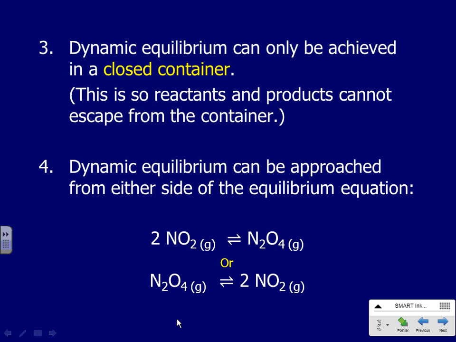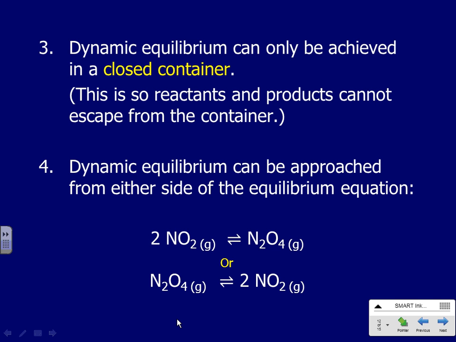Dynamic equilibrium can only take place in a closed container, not isolated. Remember, isolated means no matter in and out, no energy in and out. Dynamic equilibrium needs to be in a closed container. Energy can come in and out. In order to reach equilibrium, we need some energy to flow in and out.